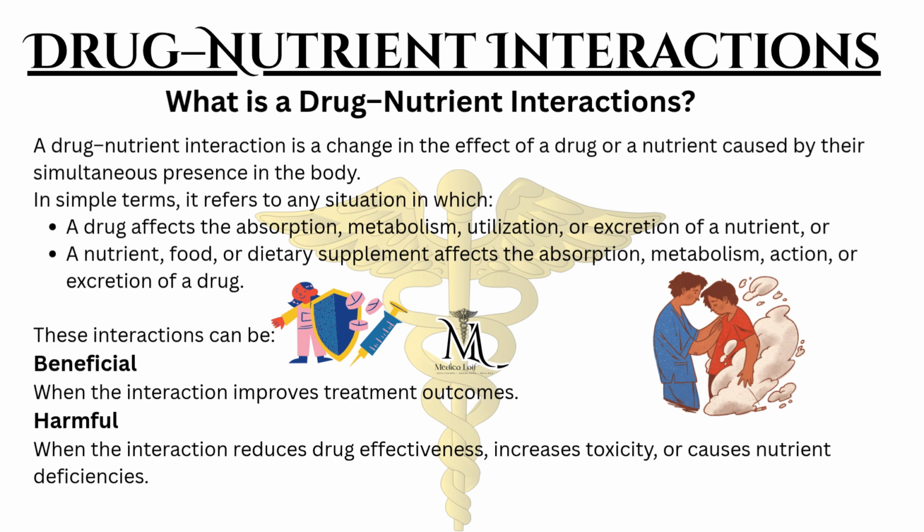What is a drug-nutrient interaction? A drug-nutrient interaction is a change in the effect of a drug or a nutrient caused by their simultaneous presence in the body. In simple terms, it refers to any situation in which a drug affects the absorption, metabolism, utilization, or excretion of a nutrient, or a nutrient, food, or dietary supplement affects the absorption, metabolism, action, or excretion of a drug. These interactions can be beneficial when the interaction improves treatment outcomes, harmful when the interaction reduces drug effectiveness, increases toxicity, or causes nutrient deficiencies.